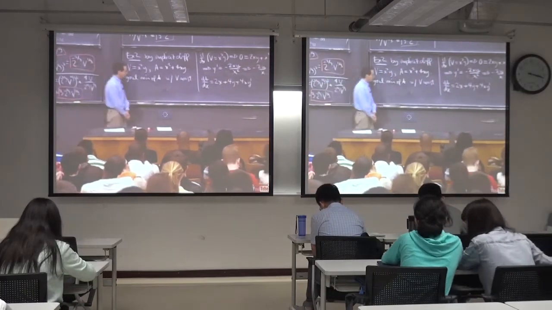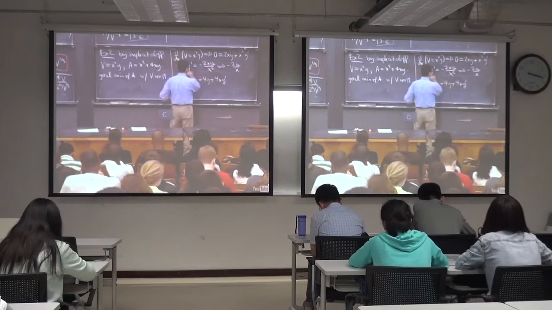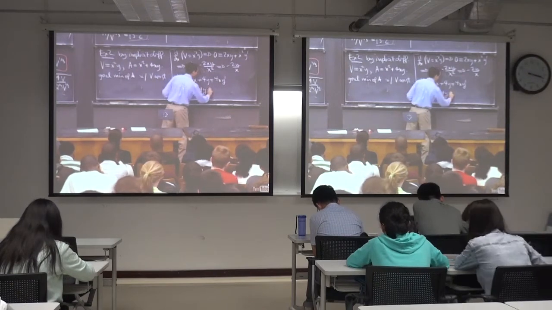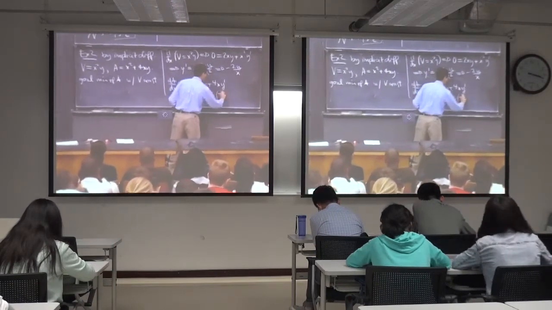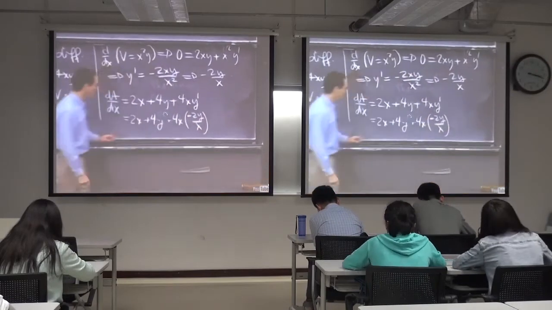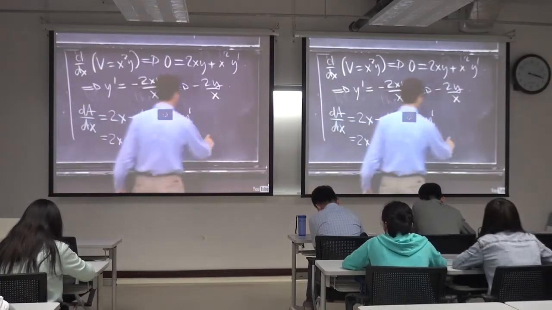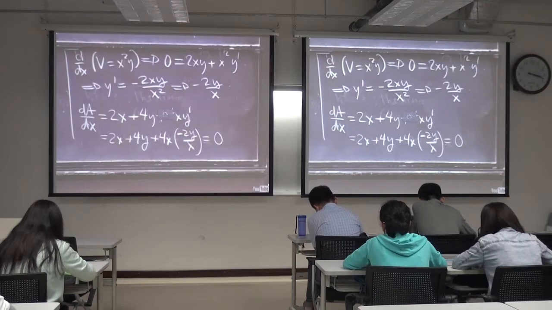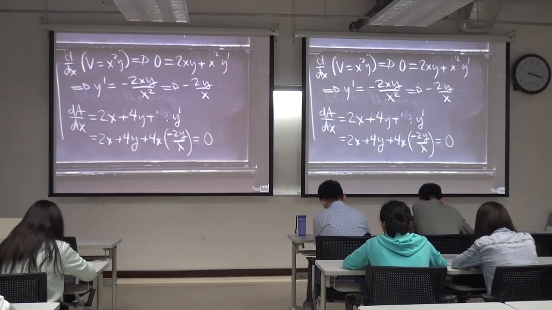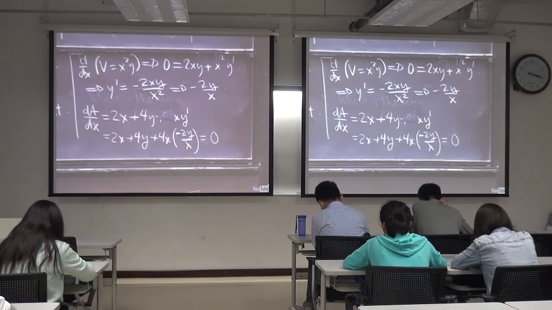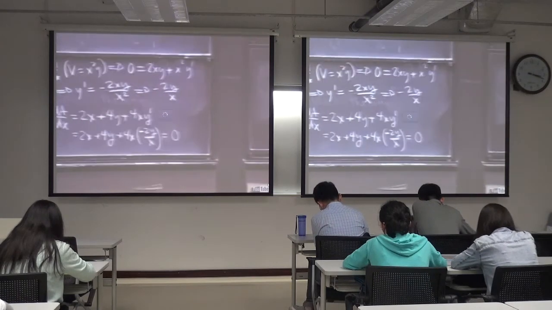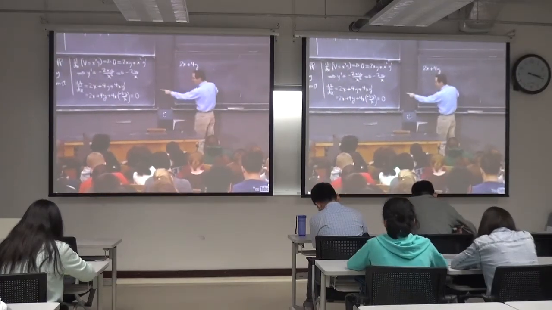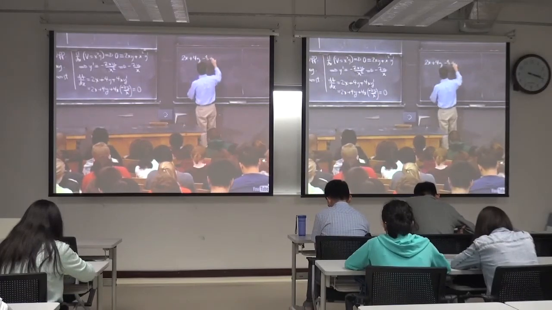using the product rule. And now I can plug in for what y prime is, which is right above. So this is 2x plus 4y plus 4x times minus 2y over x. And that's equal to 0. And so let's gather that together. So what do we have? We have 2x plus 4y, and then altogether this is 8 minus 8y.